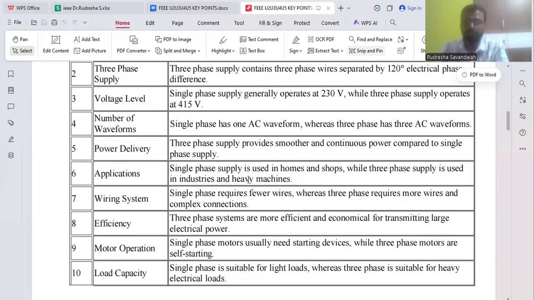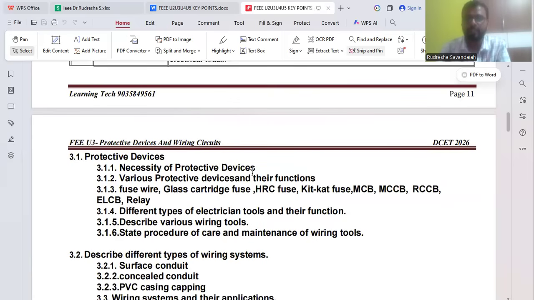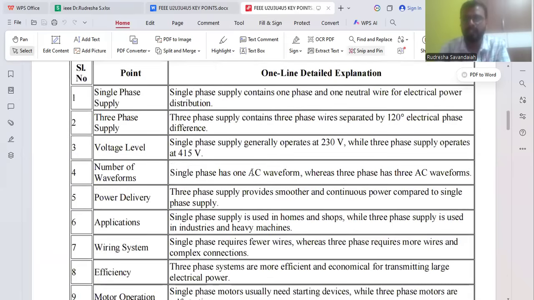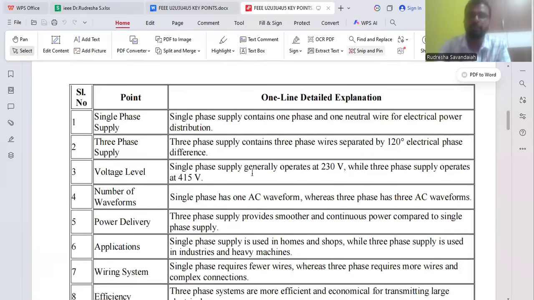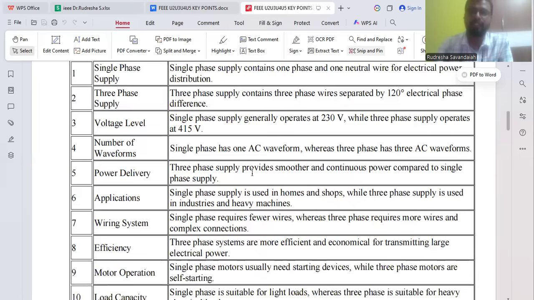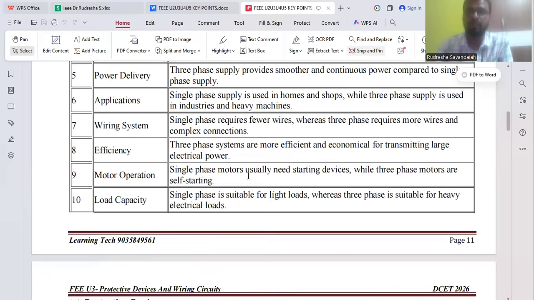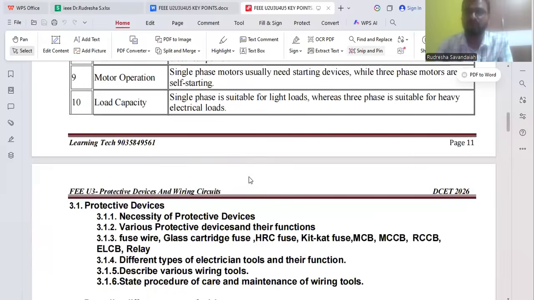Motor operation: a single phase motor usually needs a starting device, while three phase motors are self-starting. Load capacity: single phase is suitable for light loads, whereas three phase is suitable for heavy electrical loads. This is the one line detailed explanation for single phase and three phase supply: voltage level, number of waveforms, power delivery, applications, wiring system, efficiency, motor operation, load capacity.